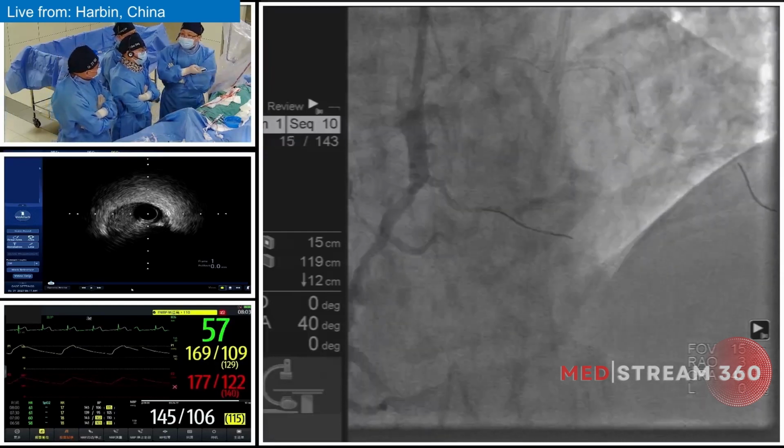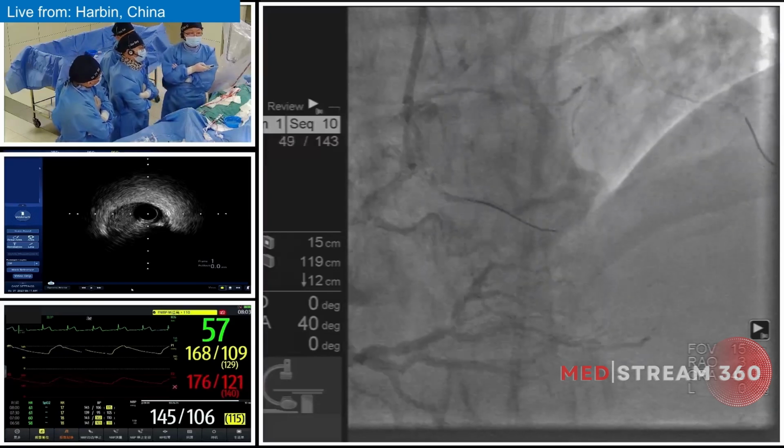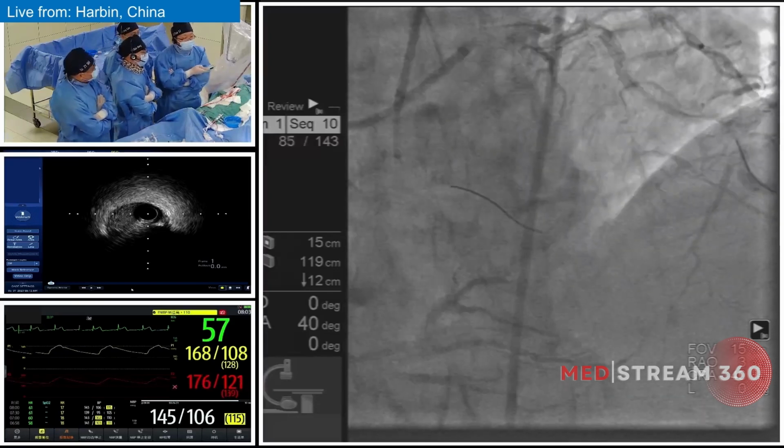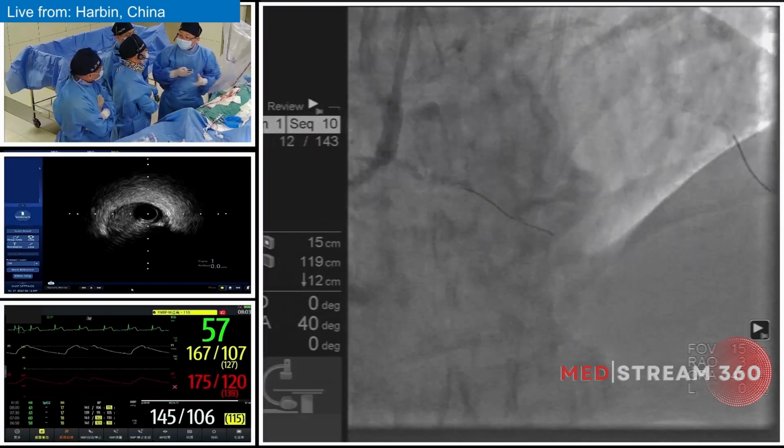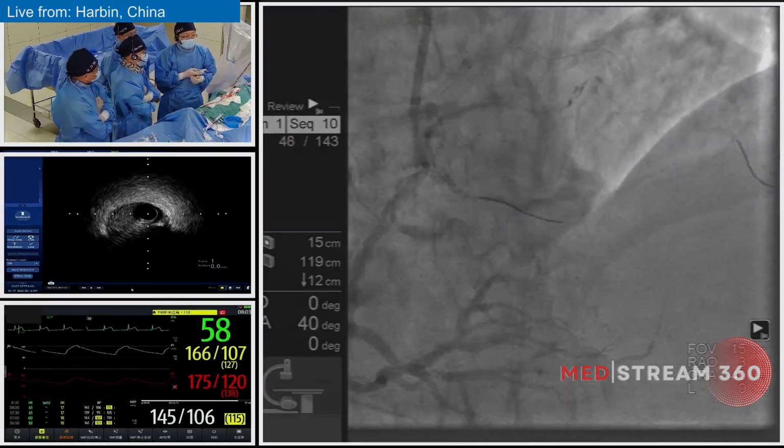So if there is a stable plaque or severe stenosis, but there is no very good septal-collateral channel, then certainly for that case, I think we may try the antegrade approach first.